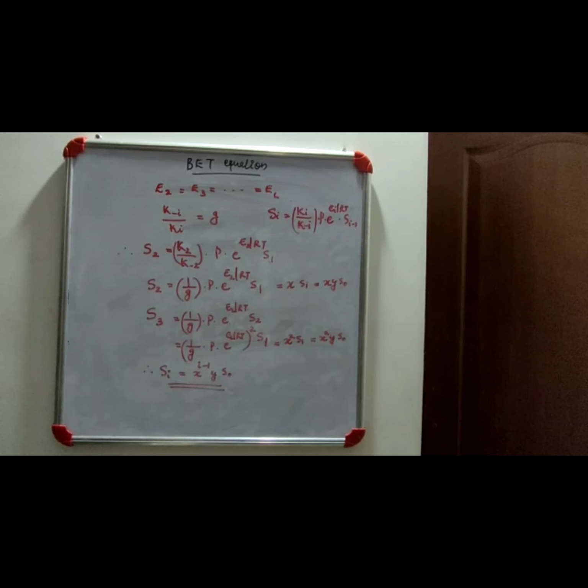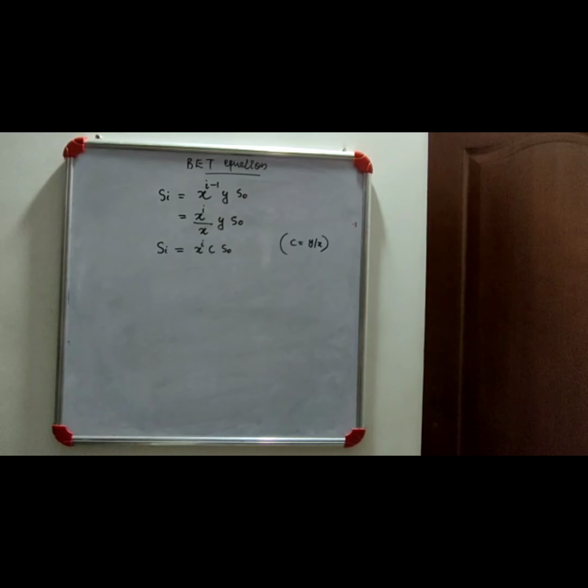In the previous case we got S1 equal to Y S0. We got that earlier; we wrote S1 as Y into S0. Therefore S2 is equal to X Y S0. Similarly, S3 can be derived in the same manner and we obtain S3 is equal to X square Y S0. So we can generalize the expression for Si as X raised to i minus 1 into Y into S0. So Si equal to X raised to i minus 1 into Y into S0.